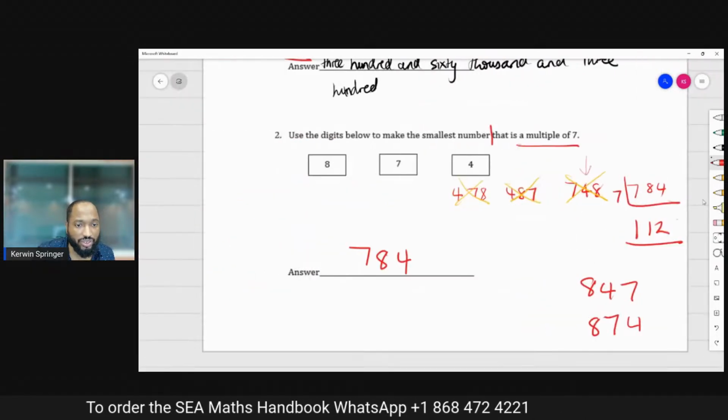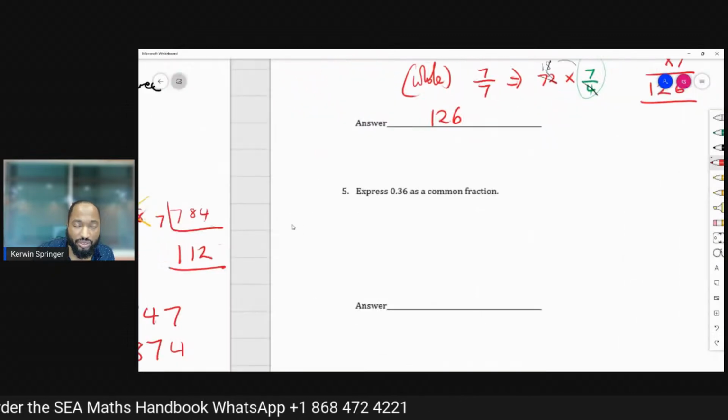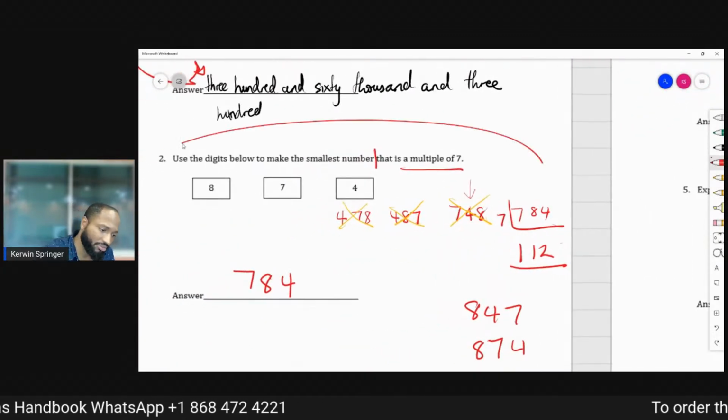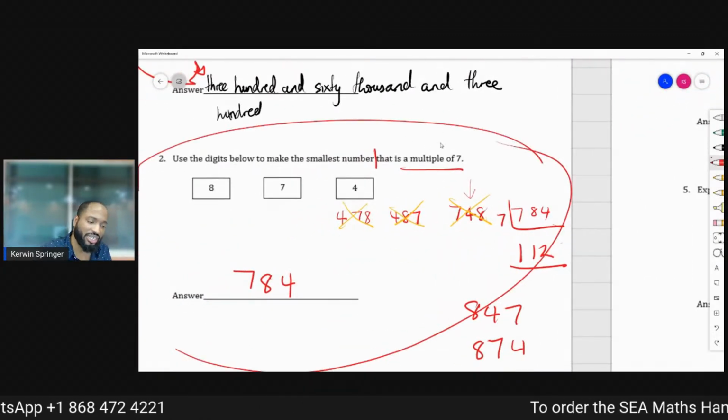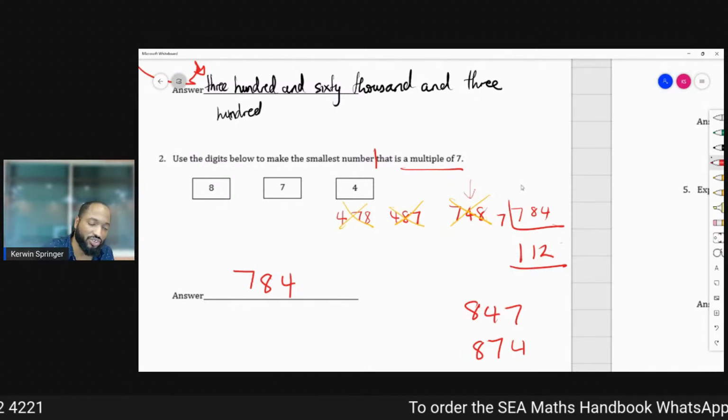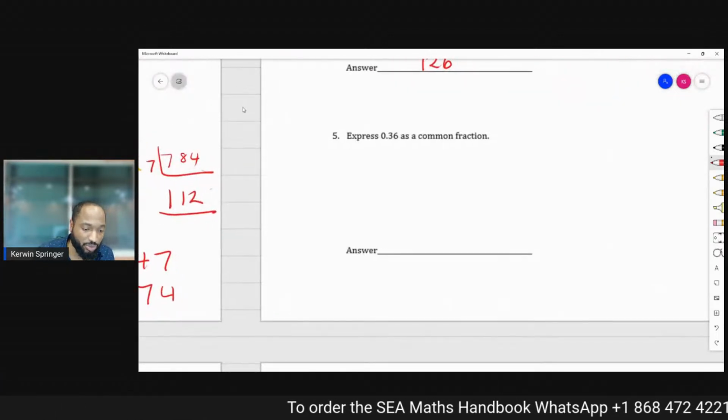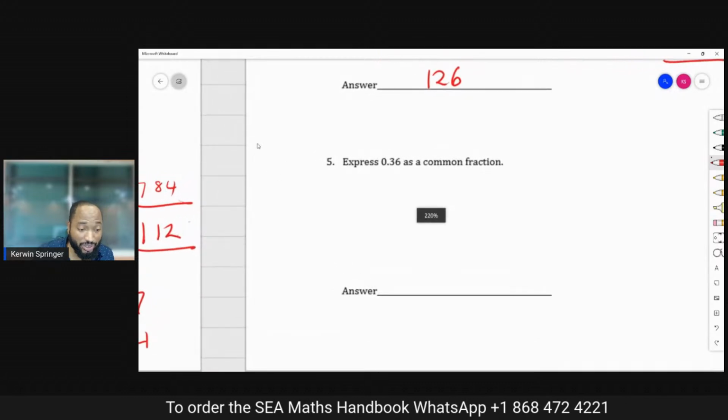So 784 is the best. 784 is the first one. Take a look at this question. This is a classic example of why you must finish reading the whole thing. For the rest of the exam, I'm going to make sure to read out the whole of my questions.